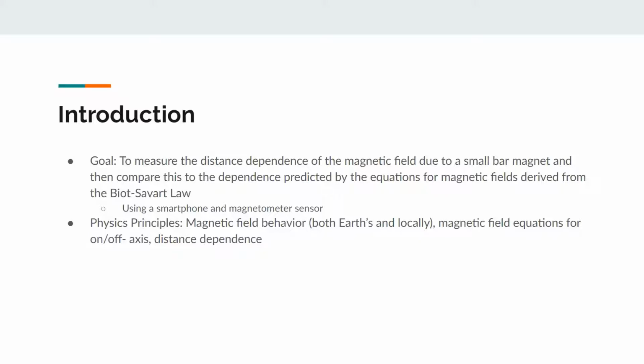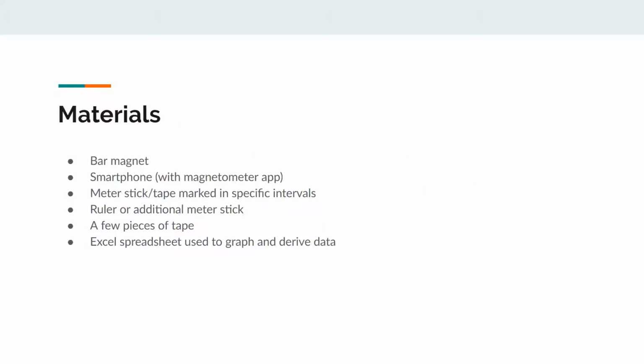The physics principles that we were studying with this experiment were magnetic field behavior of both Earth's magnetic field and the local magnetic field from the bar magnet, and then also magnetic field equations according to the Biot-Savart law for on and off axis and distance dependence based on these.